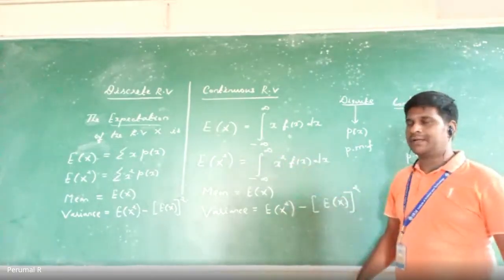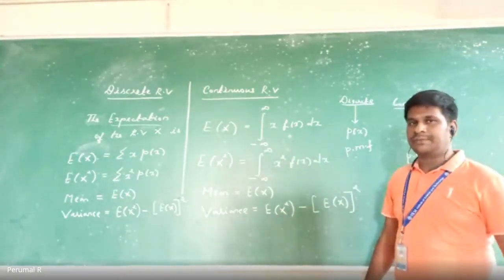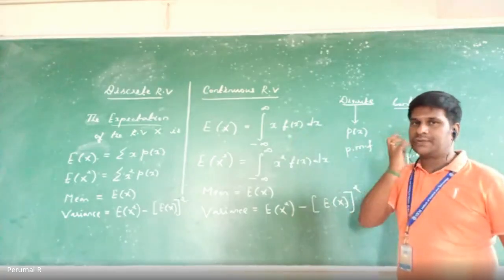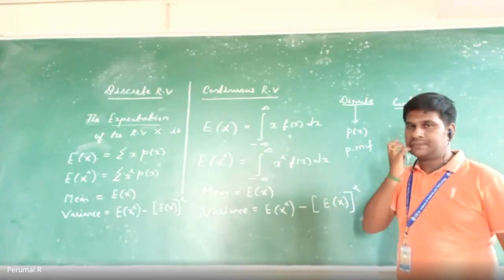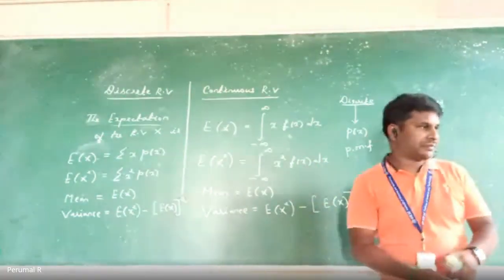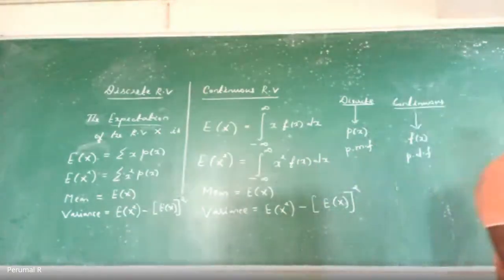Now we move on to the problem for the mean and variance of the discrete as well as continuous random variable. Clear? Yes, sir. Okay, you just copy the formula. So now we move on to the problem.